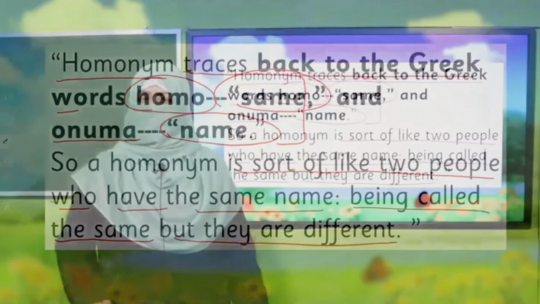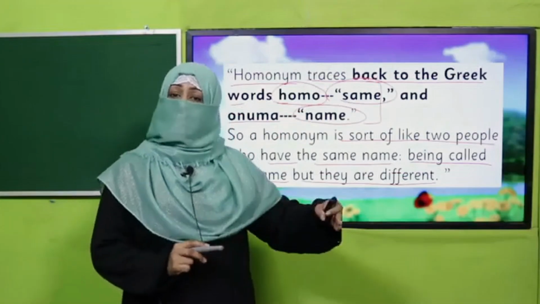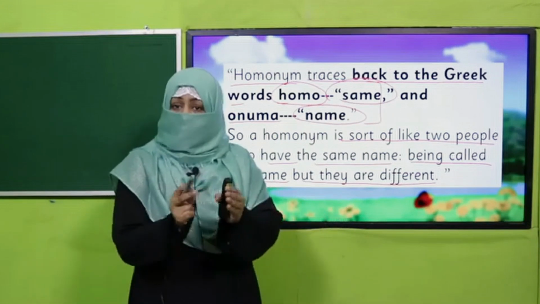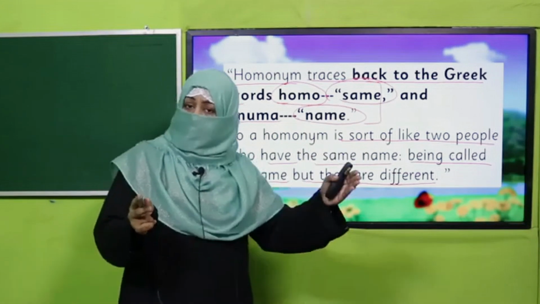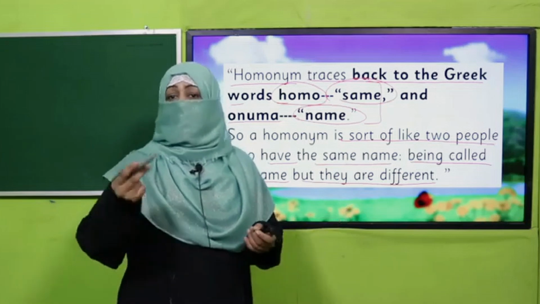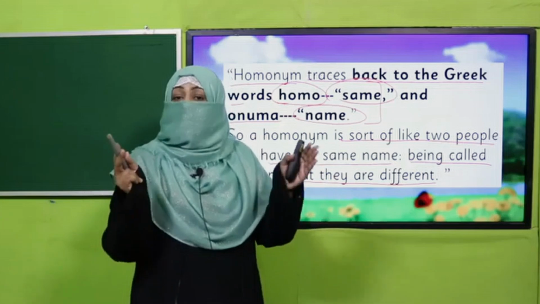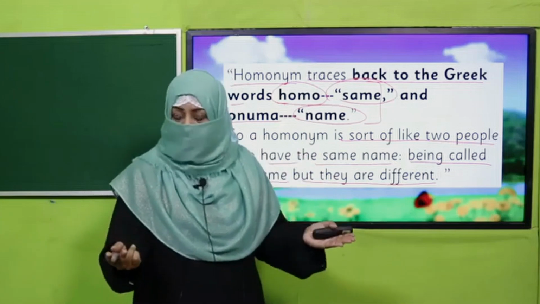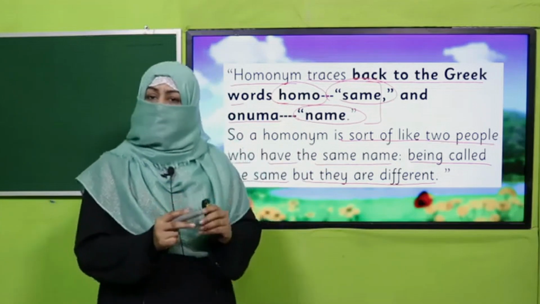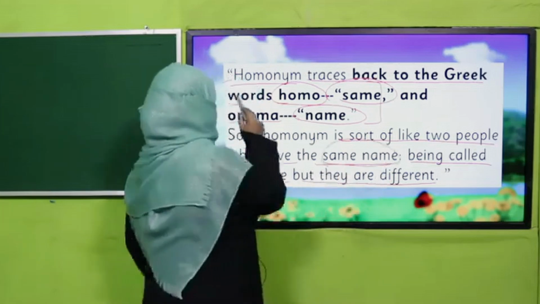For example, in your class, a student's name is Ali, and there is another student with the same name, Ali. Now they are called the same, Ali, Ali, but they are different. Likewise, there is a student, her name is Aisha. Another student is Aisha. Their names are the same, but they are different. So such types of words which have the same names are called homonyms.